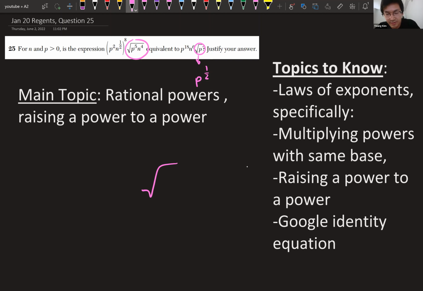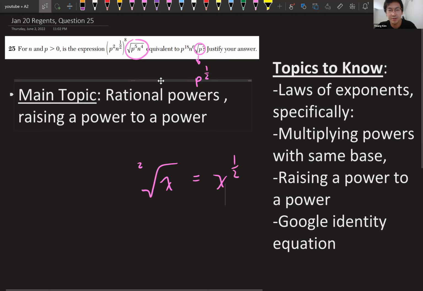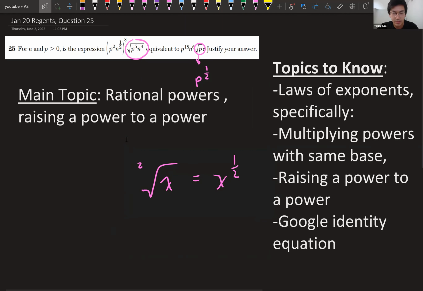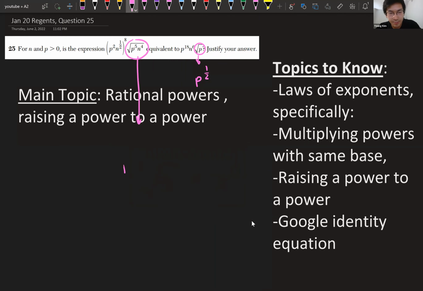If you know that this is the same as saying square root of 2, which is the same as saying the second root of a number like this, this is the same as saying this. You can apply this here. So if you do this, you can rewrite this as p^5 n^4 in parentheses to the half, and then p^2 n^(1/2) to the 8th, right?